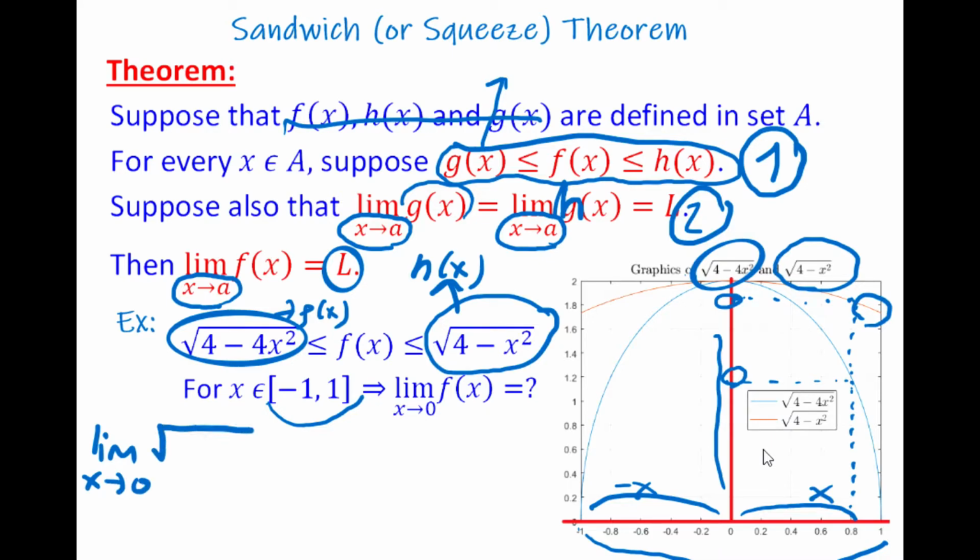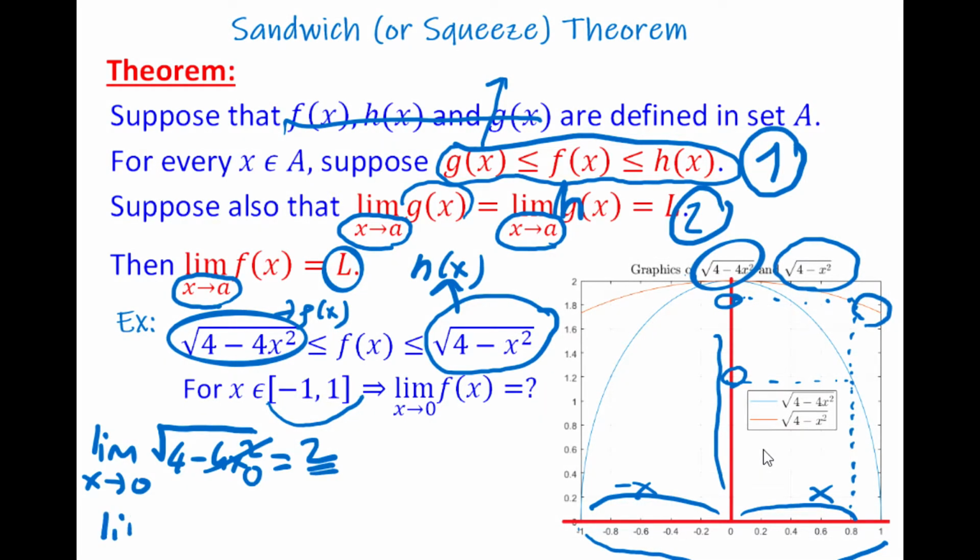What is the value of square root of 4 minus 4x squared? We're going to just put 0 instead of x. That's all we're going to do. So if you put 0 instead of x, then this is going to be 0, of course. And square root of 4 is going to be left over, and that is going to be equal to 2, guys.